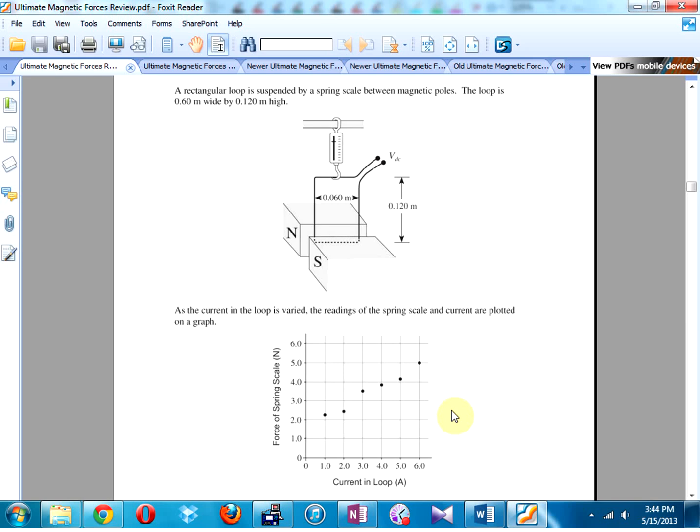I don't think they did here, but you're looking for right-hand rule practice questions.